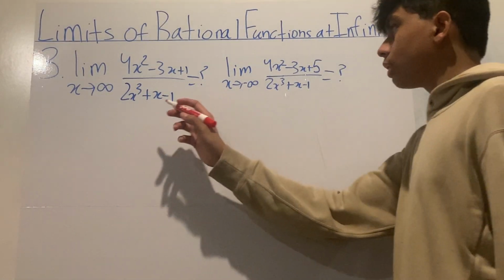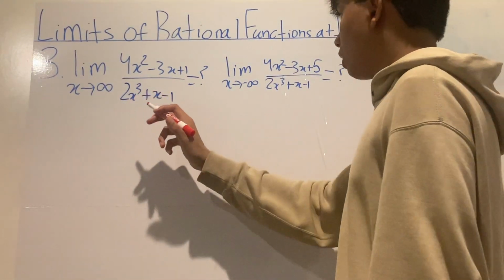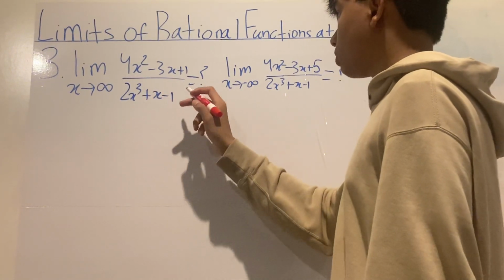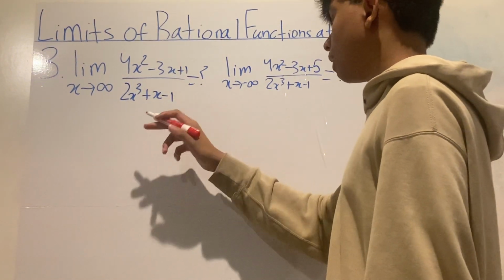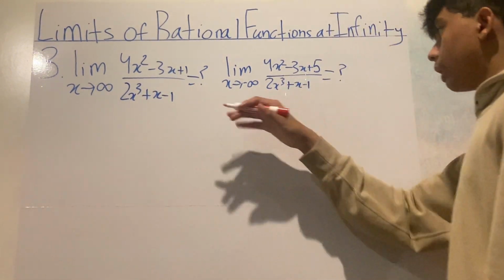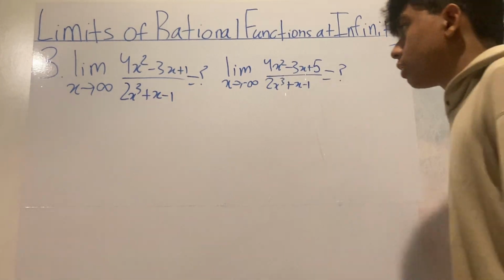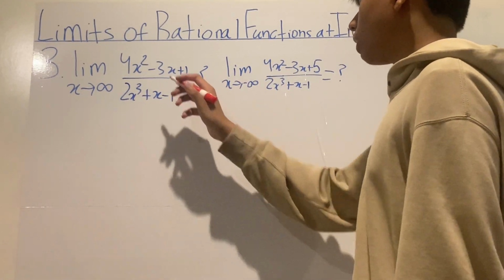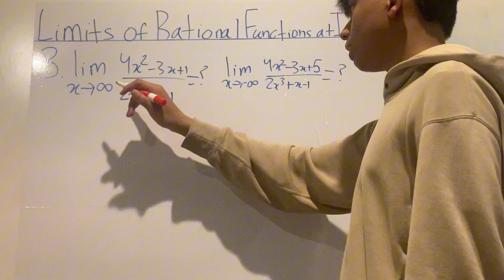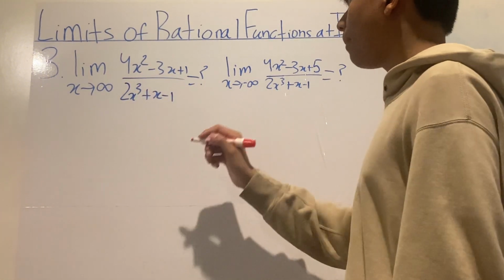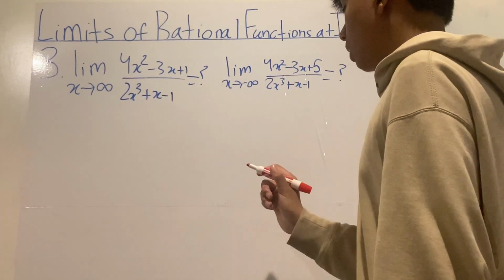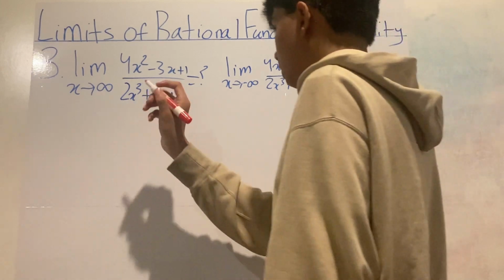Okay, so let's solve the limit as x approaches infinity of 4x squared minus 3x plus 1 divided by 2x cubed plus x minus 1, and when x approaches negative infinity. So again, just by looking at it and knowing our rules, the degree of the numerator is less than the degree of the denominator, which means that the limit approaches 0. But let's show our work for that by using the end behavior method again.